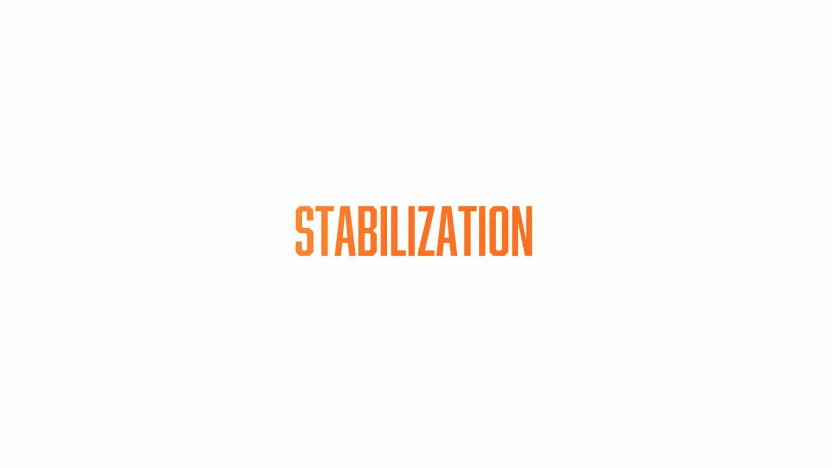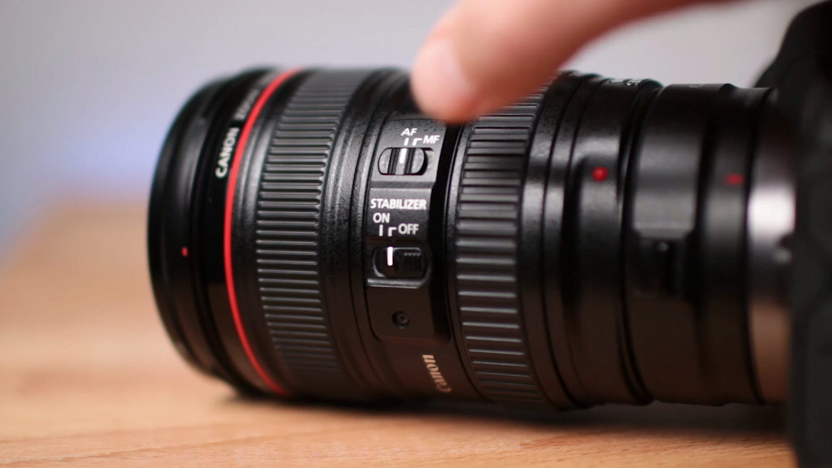As far as stabilization, I almost always leave this switched on the lens, unless I'm doing a sit down video like this where the camera's on the tripod the whole time, where you don't really need it. The stabilizer does use a little bit more battery life, and depending on what lens you're using, sometimes the stabilizer can make some weird noises, but for the most part, I almost always leave this turned on.